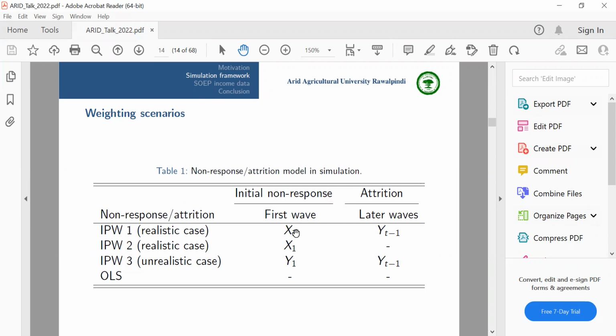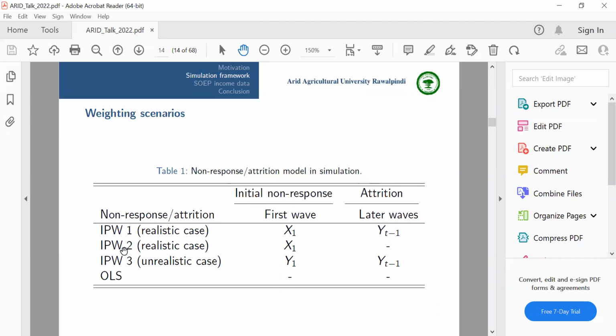Here, in the first wave, we assign x1 as a weighting variable, which is of course a realistic scenario, because information on the covariate is usually available for the respondent and non-respondent. You can take the information on non-respondents from a registration office, etc. So usually this information is available. But if it is not available, then, in panel data, in the panel waves we can use information on the lagged dependent variable y(t-1).